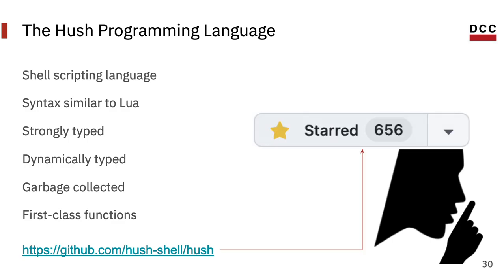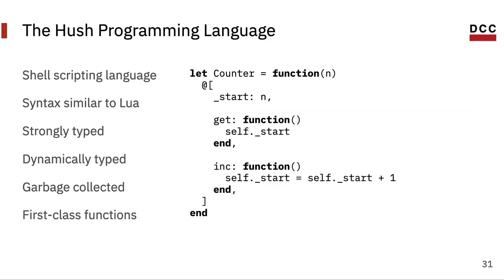Anyway, Hush is relatively popular. It has many users, some contributors, and you will see that it has some stars on GitHub. If you have the time, take a look at it. Here's a function in Hush. This function creates objects.